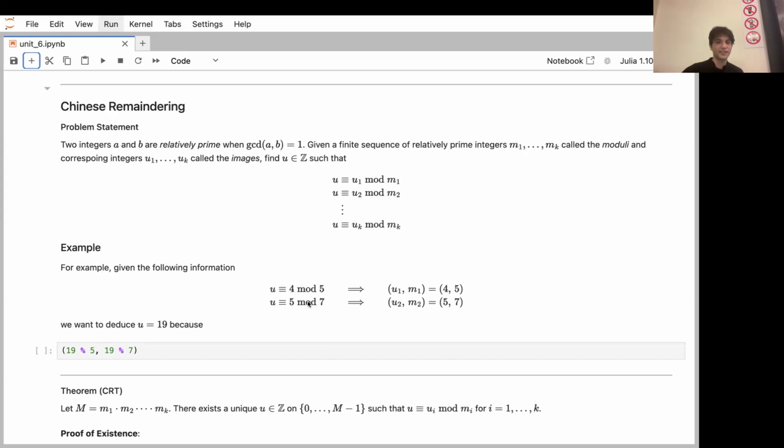So for example, if I say I know the secret number is 19 in my head, and you say, what is the image mod 5? I say 4. You say, what is the image mod 7? And I say 5. You can then reconstruct this to get back the answer 19. How do you do that?